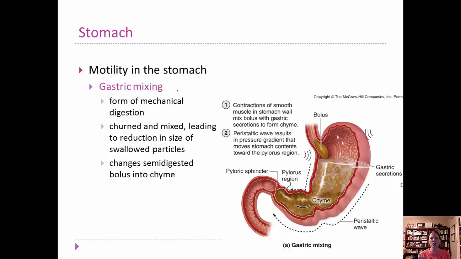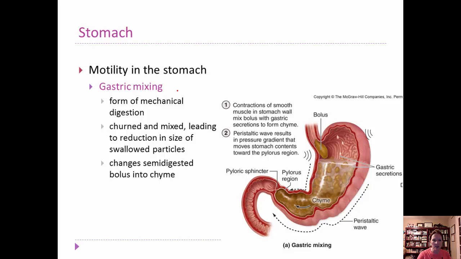So chyme is pretty viscous. It's kind of a paste. The book calls it a paste-like soup, and I can't get that picture in my head. But it's a very, very viscous, highly acidic mixture that forms here in the stomach.